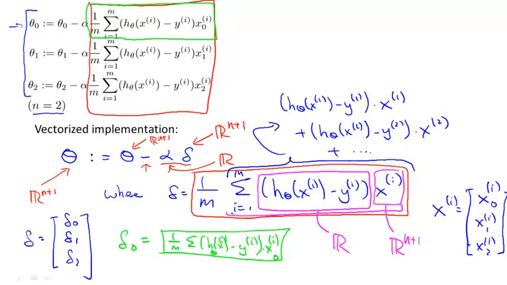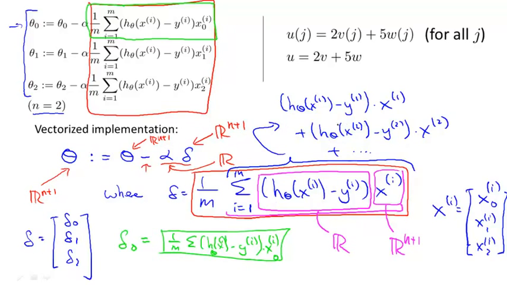Because this is a summation over i, as i ranges from 1 through m, you get these different terms, and you're summing up these terms here. And this is a lot like the earlier quiz, where you saw this equation. We said that in order to vectorize this code, we would instead set u equals 2v plus 5w. So the vector u is equal to 2 times the vector v plus 5 times the vector w. This is an example of how to add different vectors. And this summation is the same thing.